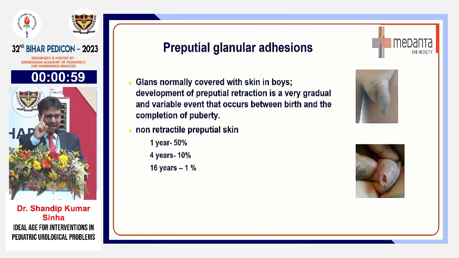Now, this concept we must understand and remember, because this will prevent many of the surgeries which are happening in many parts of the world. That concept is that the development of preputial retraction is a very slow, gradual and variable event that occurs between birth and the completion of puberty. Non-retractile preputial skin is there in 50% of children in the first year of life, which decreases to 10%, and by puberty only 1% of children will have a non-retractile prepuce. This fact is not known to most of the eyes.